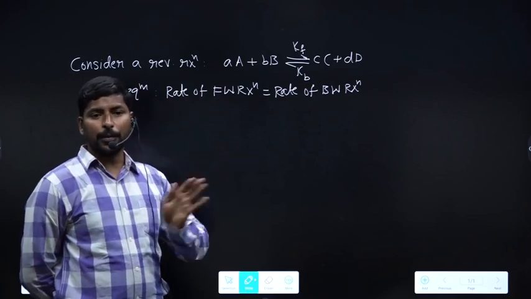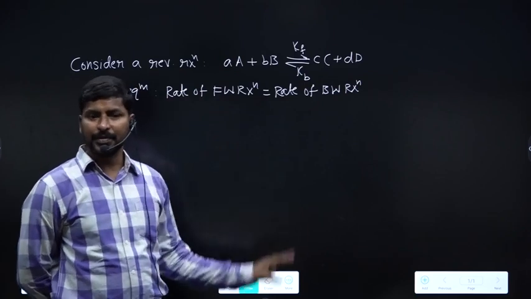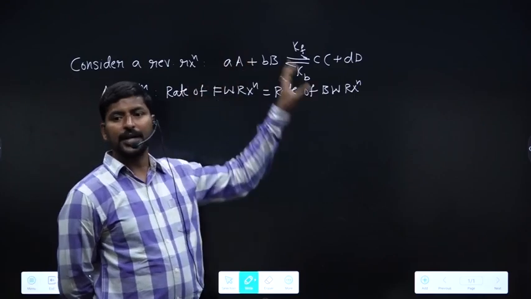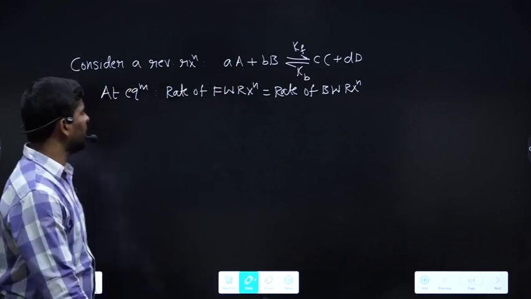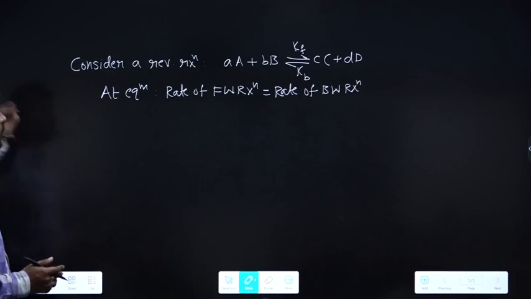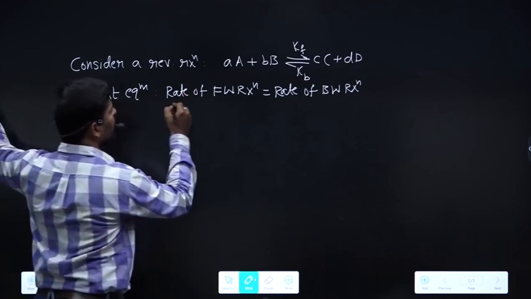So measurable properties do not change with time. If measurable properties do not change with time, such a situation is called dynamic equilibrium. So even though the reaction occurs, properties do not change. Now, how do we give the rate of a reaction?